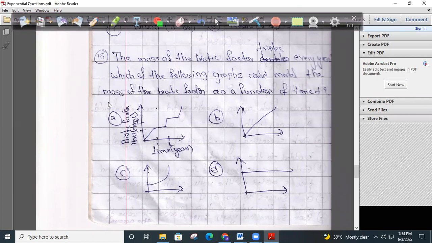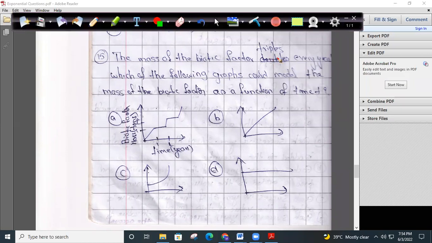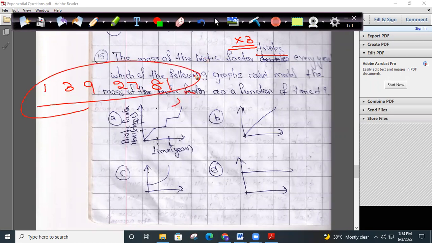Okay, what did I tell you just now? Triples every year means it becomes 3 times. It is exponential: 1 is becoming 3, 3 is becoming 9, 9 is becoming 27, 27 is becoming 81. Means what is happening here? It is increasing, tripling.